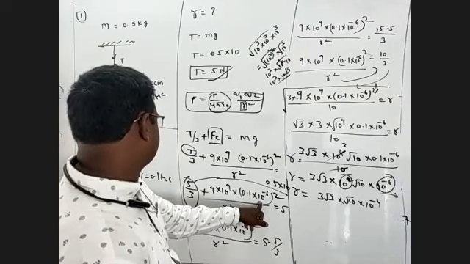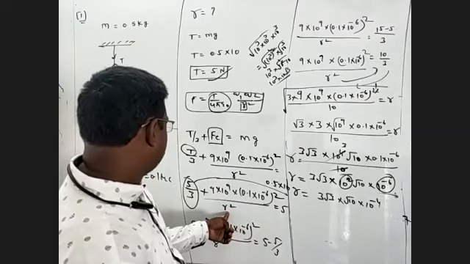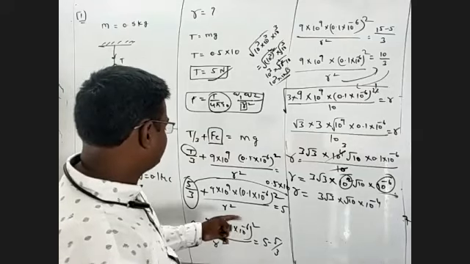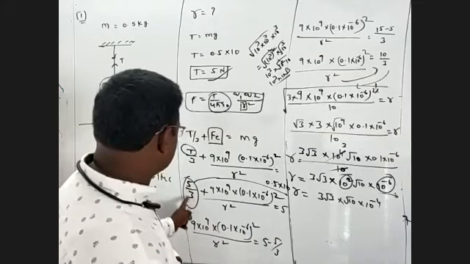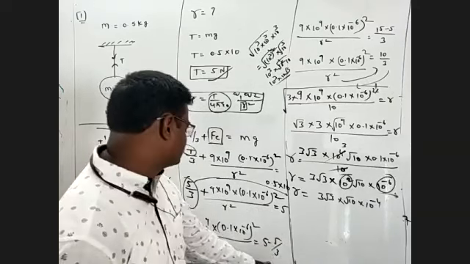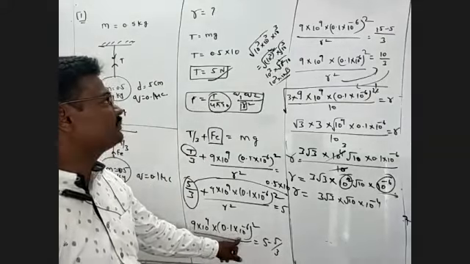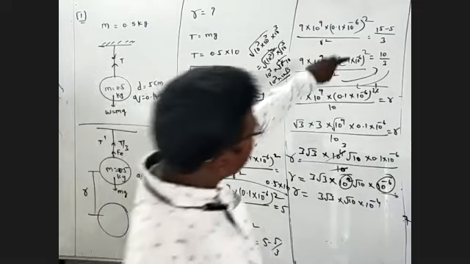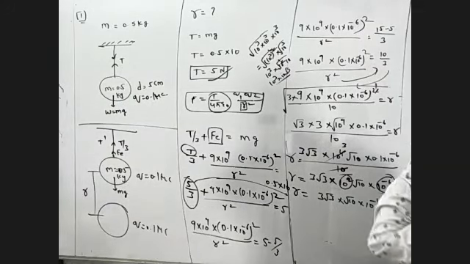Mu means micro, which is 10 power of minus 6, whole square by r square. Now the 5 by third, take this side. So 9 into 10 power of 9 into 0.1 into 10 power of minus 6 whole square by r square is equal to 5 minus 5 by third. Take LCM: 3 into 5 is 15, minus 5, so this is 10 by third.